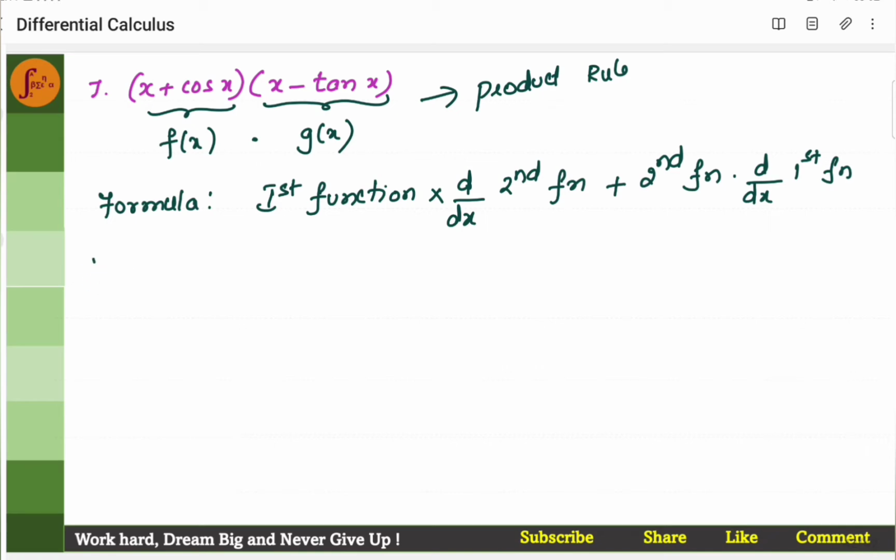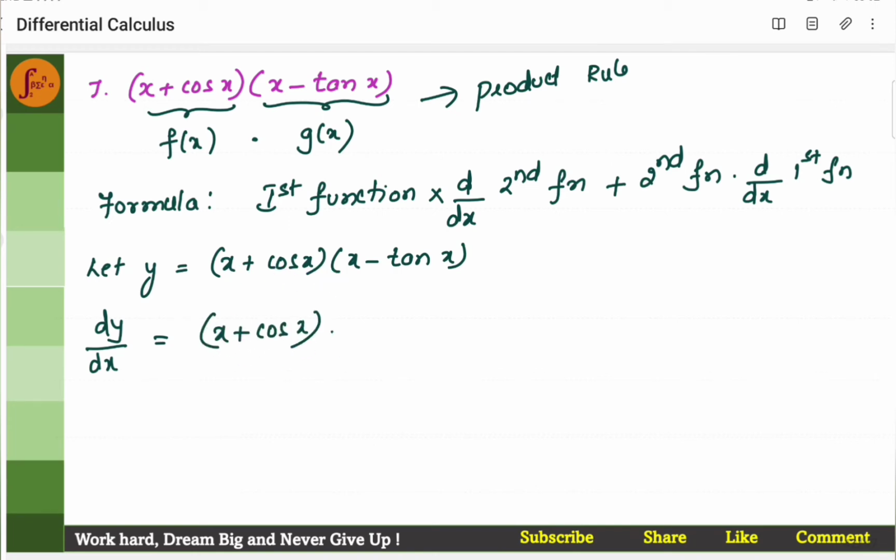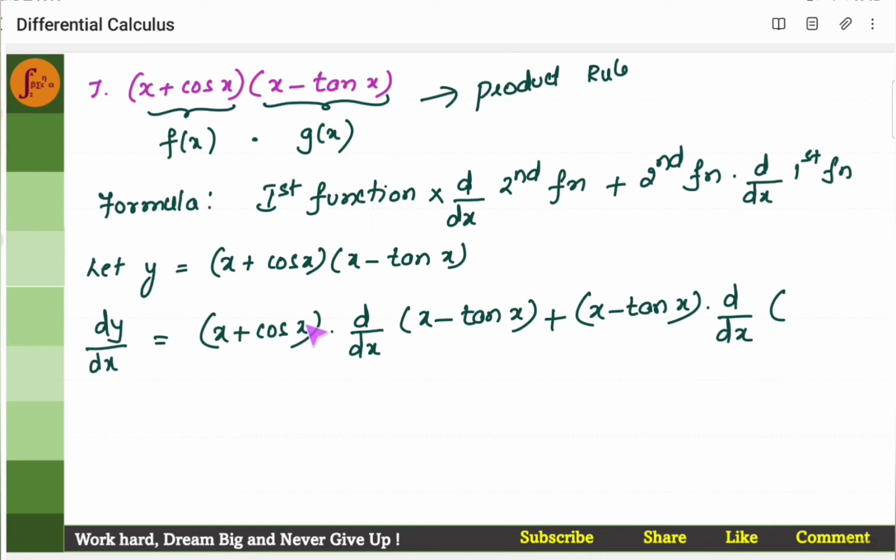So let's assume, let y is equal to x plus cos x into x minus tan x. Therefore, dy by dx, if I differentiate, first function is x plus cos x. X plus cos x into, I can take any order. I can take anything as first function, anything as second function. It doesn't matter. D by dx of second function, that is x minus tan x, plus second function, x minus tan x, into d by dx of first function, that is x plus cos x. So I've taken this as first function and this as second function. I can reverse it also.